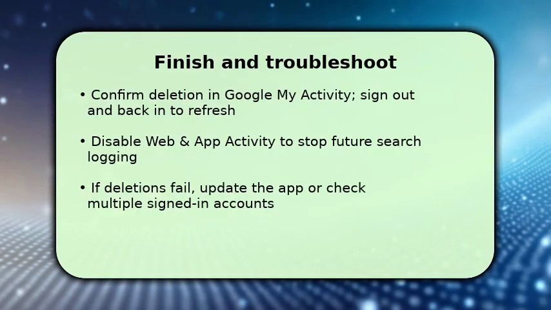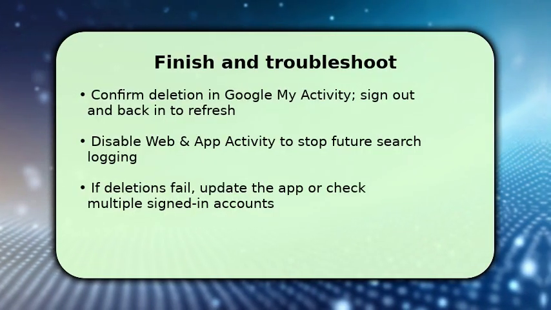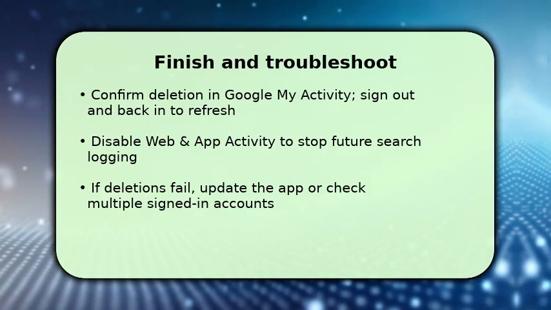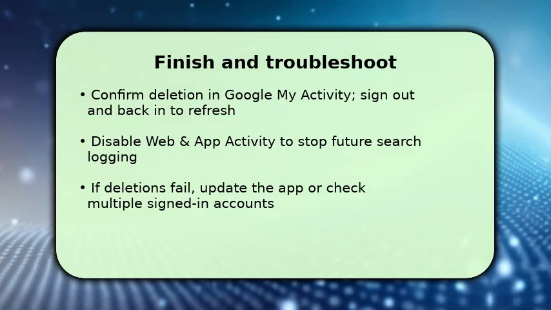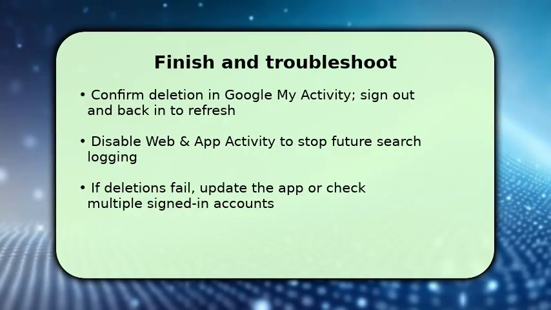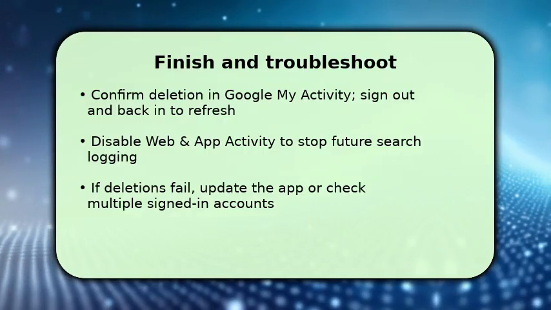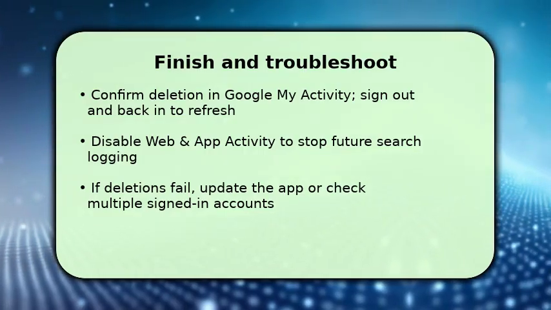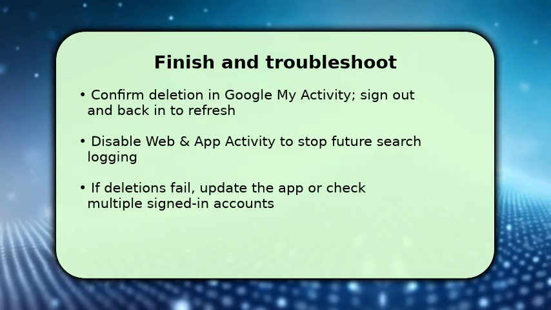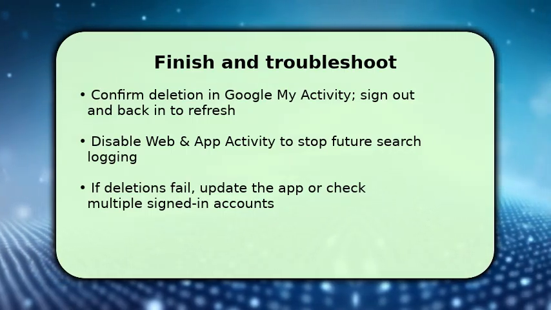If you don't want Google to save future searches, turn off web and app activity in your account settings. This prevents new entries. Troubleshooting tip: if deletions fail, update the Google app, ensure you deleted data for the correct account, and retry. If problems persist, clear the app cache or remove.